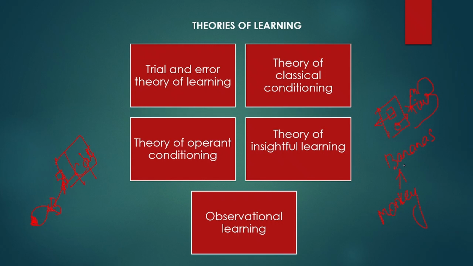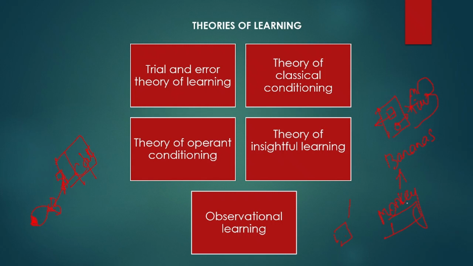the experimenter hangs the bananas at a particular height that is not reachable by the monkey, and keeps some box here and some stick here. Then the monkey takes this box, keeps it below, and tries to catch the bananas. The monkey's intellectual level decides here. That is the theory of insightful learning.